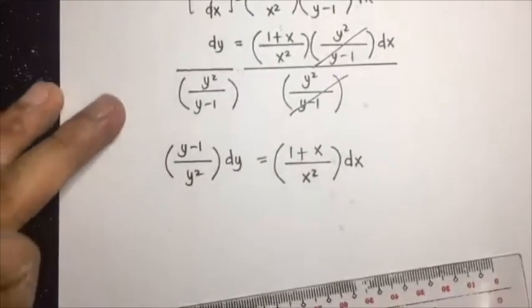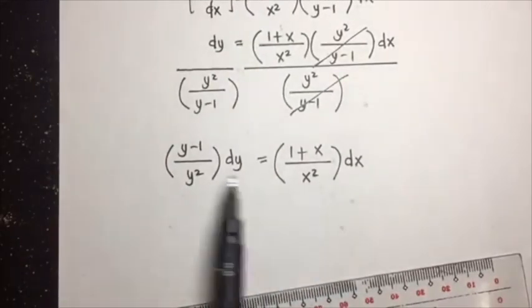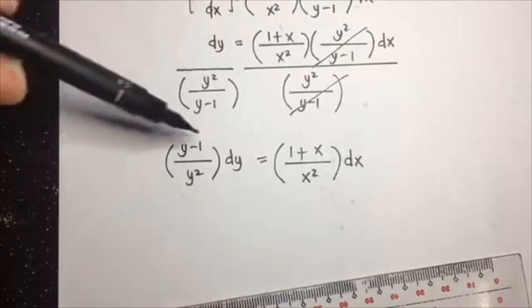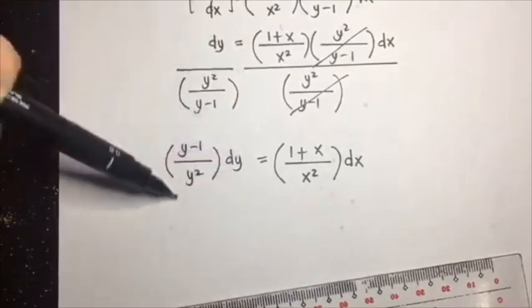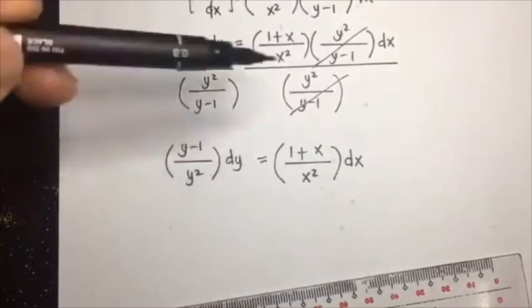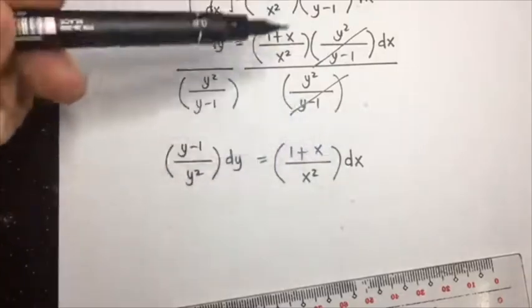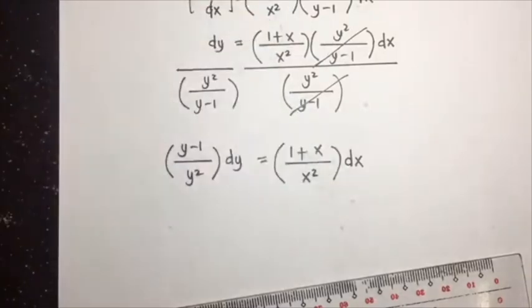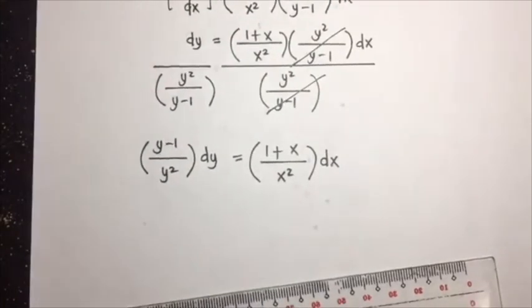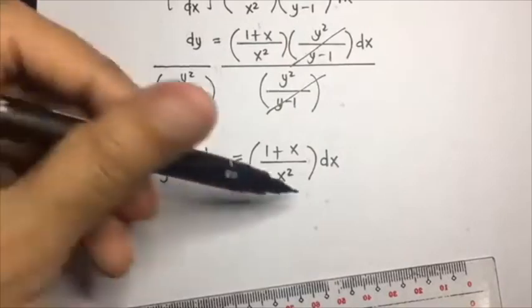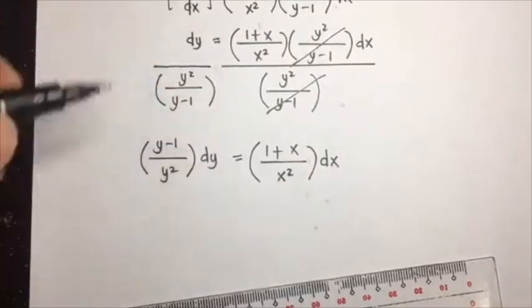As you can see now, our terms are already grouped in terms of variables. This term is composed only of y's, and this term consists solely of x. We can now therefore proceed to integration of each term. All we need to do is integrate both sides.